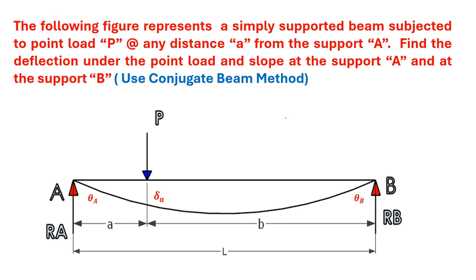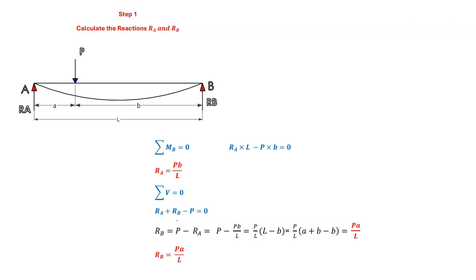So in this tutorial, you can find that a load P is applied at any distance A from the left hand side support and also at a distance B from the right hand side support. So here we will solve the problem using the conjugate beam method. Now first we will take the real beam and we will try to plot the bending moment diagram for this real beam. So to find out the bending moment diagram, first we will calculate the reactions at point A as well as at point B.